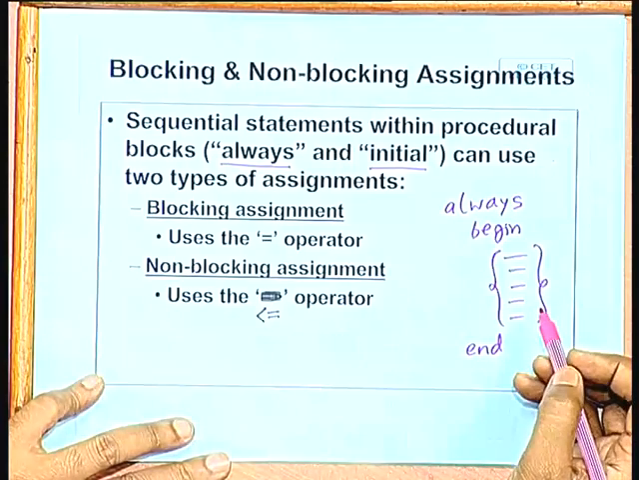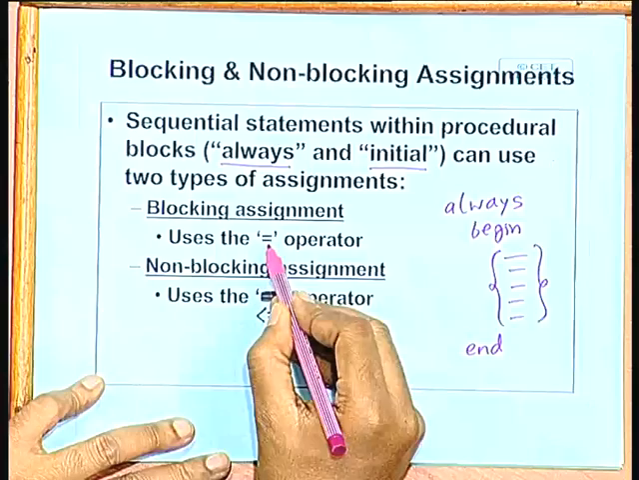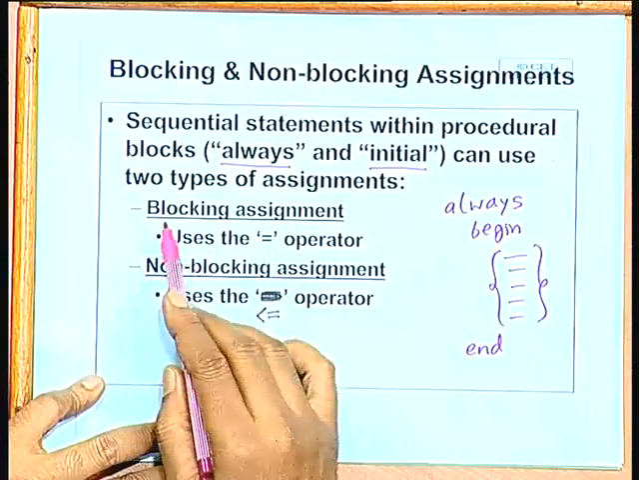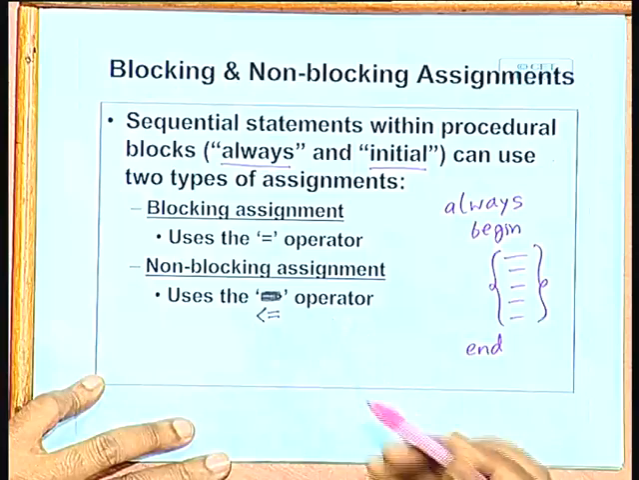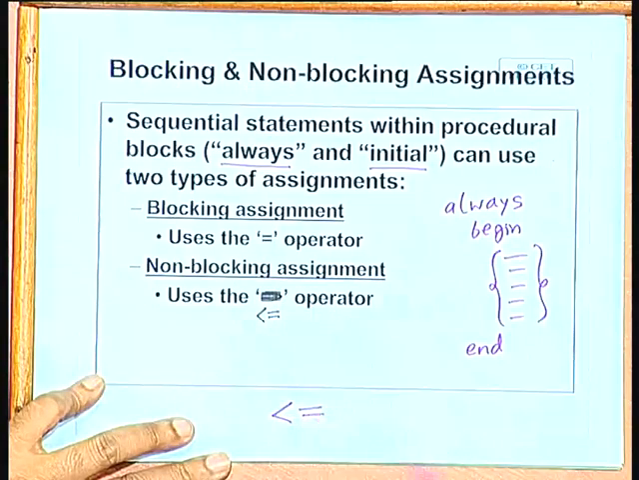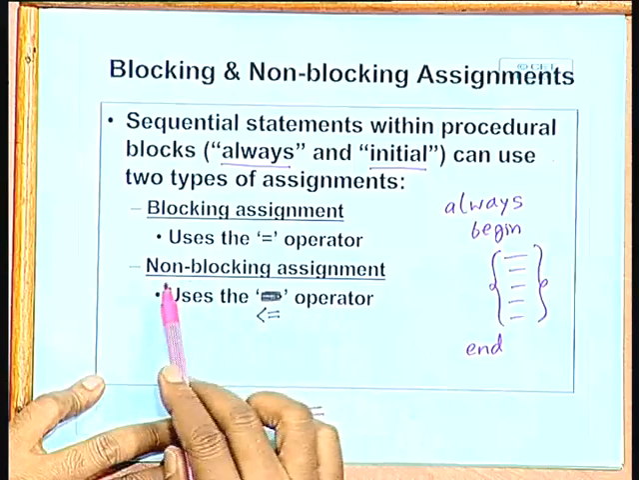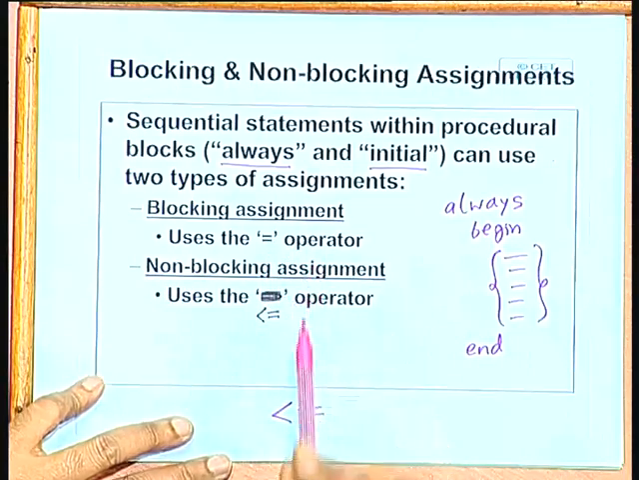The assignment that we have used in the examples so far, using the equal to operator, is the so-called blocking assignment. The other alternative is that instead of equal to, you can give less than equal to, and this is called non-blocking. We will see the difference between these two, and what is the meaning.